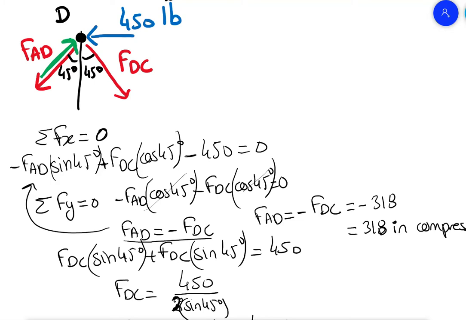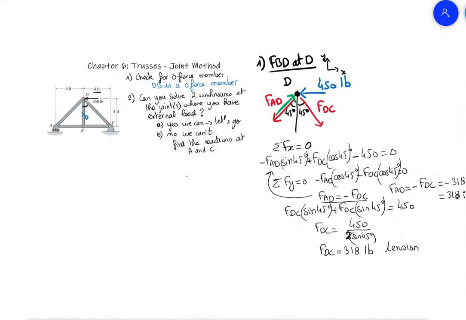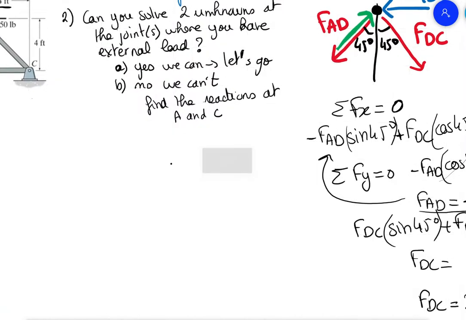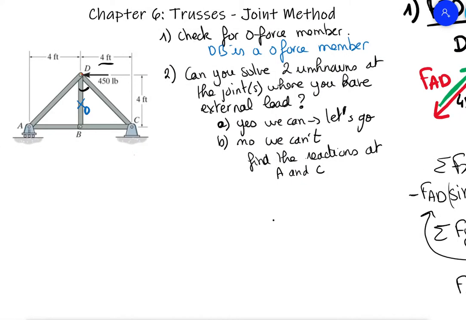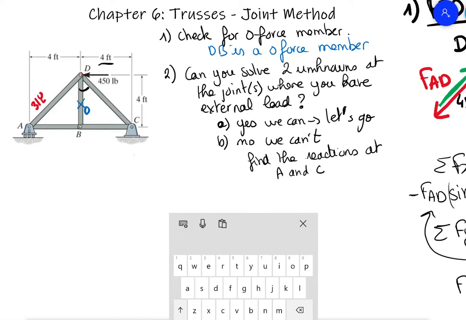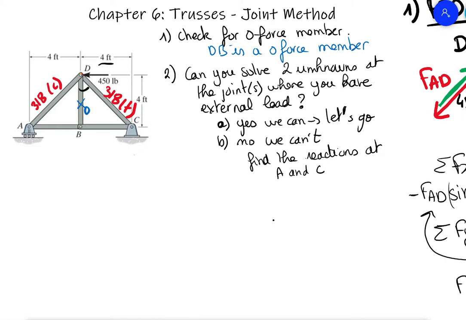Okay, so we solved our first two members. We find 318 compression and 318 tension. Okay, now go to the next joint.